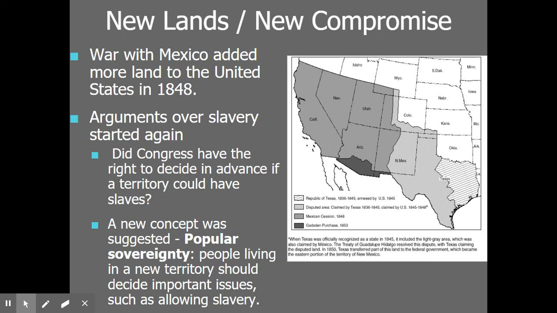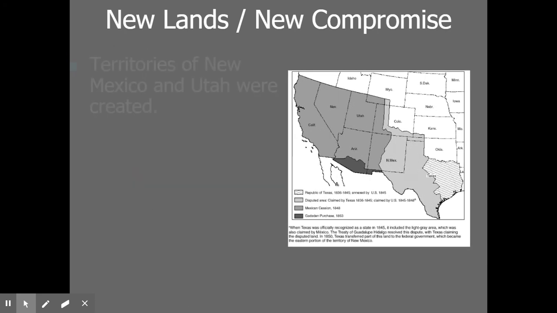Popular sovereignty, and the definition we're going to work with for this unit for popular sovereignty is that people living in a new territory should have the right to decide important issues for themselves, such as whether or not to allow slavery. Basically, people would get to vote. People living in a new territory would get to vote as to whether they wanted their territory and later their state to become a free or slave state.